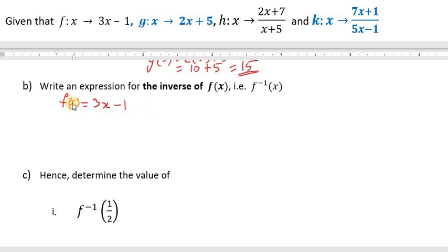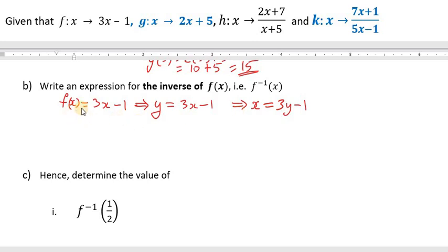Step 1, change f of x to y. So let's do that. We're going to change this f of x to y and write it out as equal to 3x minus 1. What's the next step after that? The next step is to replace y with x and replace x with y. So we're interchanging x and y. Wherever I put y, I put x, and wherever I put x, I put y, with the minus 1. Now what do I do after this step?